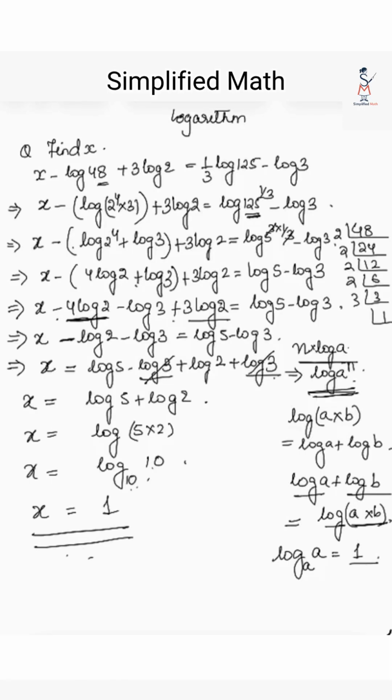So we have to remember here, if the base and the log are the same, the value turns out to be 1. So it is log 10 to the base 10. If there is no base, it means the base is 10. So remember this.